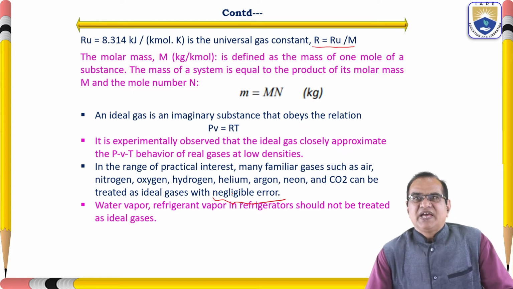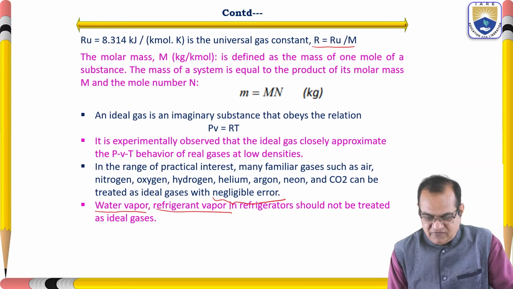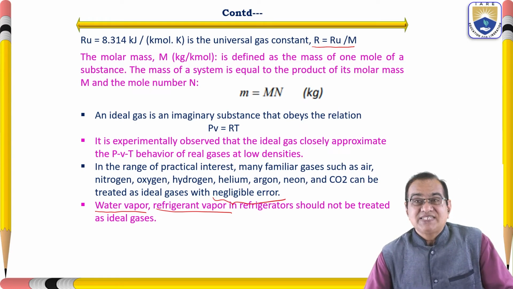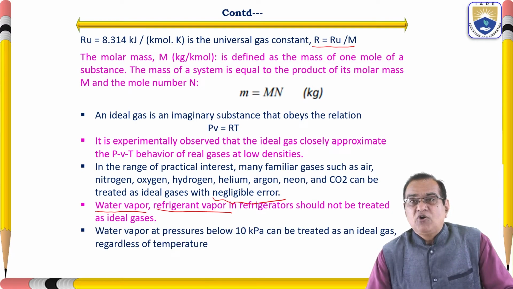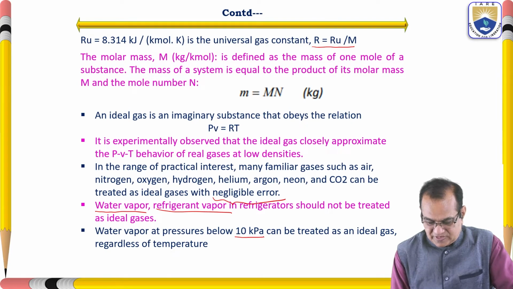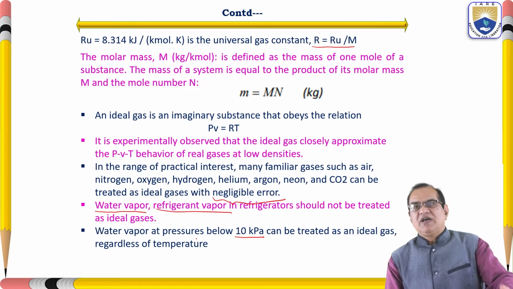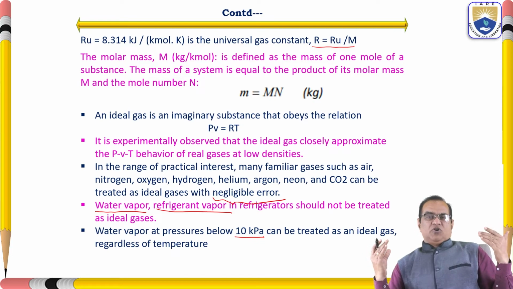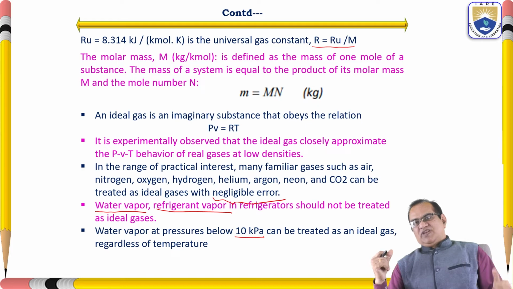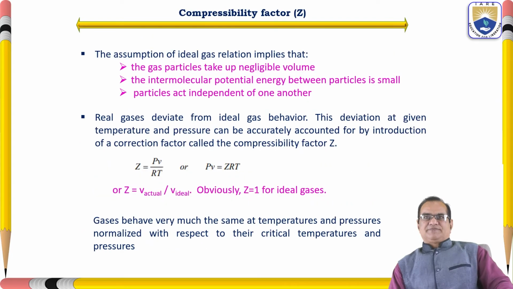Water vapor and refrigerant vapor in a refrigerator should not be treated as ideal gas. So we have to understand that water vapor and refrigerant vapor we cannot take as ideal gas because they are in the two-phase system. Water vapor at pressure below 10 kilopascal can be treated as an ideal gas regardless of the temperature. If the pressure is very low, meaning less than 0.1 atmospheric pressure, we can say that it is an ideal gas.